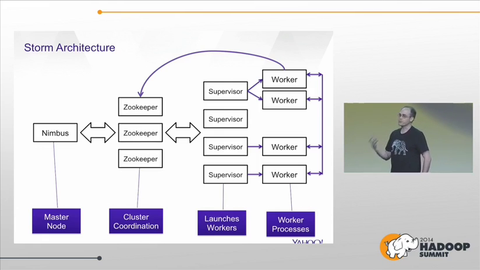And then you have the supervisors, which, if you're familiar with Hadoop, are a lot like a node manager or a task tracker. Their job is to bring up the actual worker processes that process the data, and then monitor them, making sure they stay up. And then you have the worker processes. The worker processes do the real work. For the most part, they're communicating with each other directly. You don't have any of the other pieces in the fast path of the data.